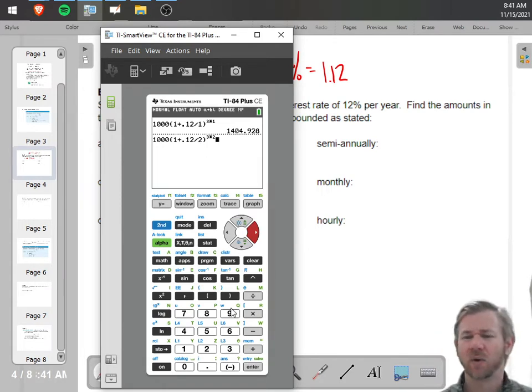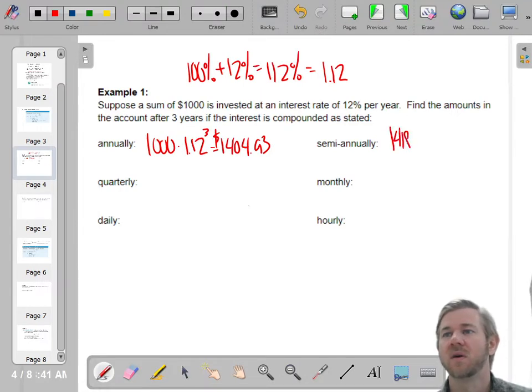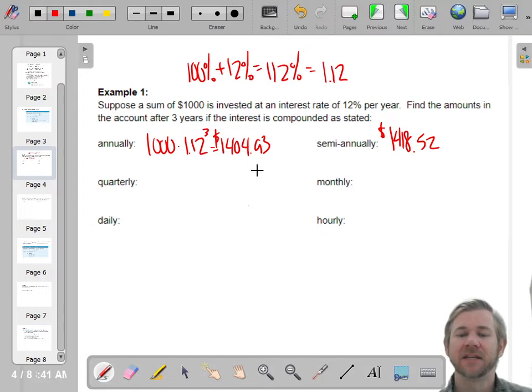And you might think, well, won't you get a lot more money? No, you'll get a little bit more money, though. $1,418.52. So notice, by simply compounding the interest differently, I made 14 bucks more.